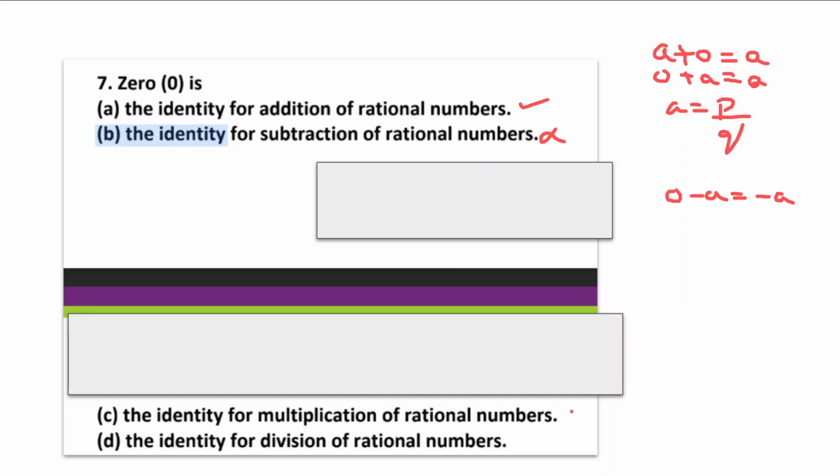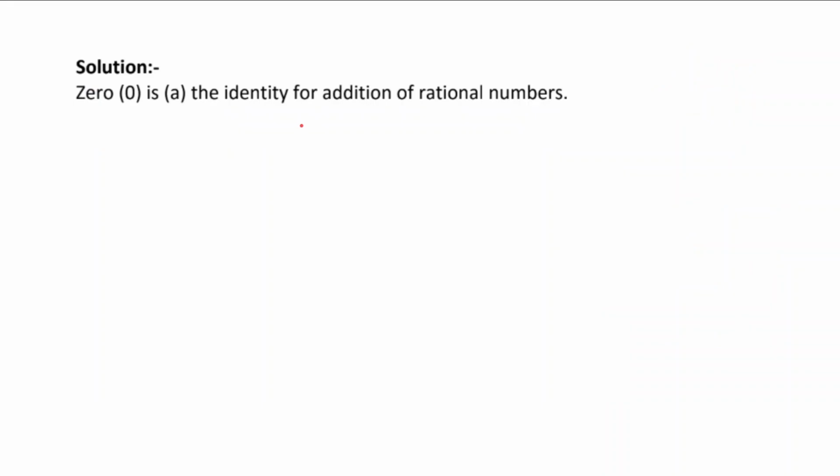The identity for multiplication of rational numbers? No, because if you multiply by 0, A into 0 is gone, it is destroyed. Identity means A is maintained, A is unchanged. So this is not correct. The identity for division of rational numbers? No. Division, A divided by 0 is not A, it is infinity. So this is also not correct. So the correct option is option A. Now you please correct your answer.